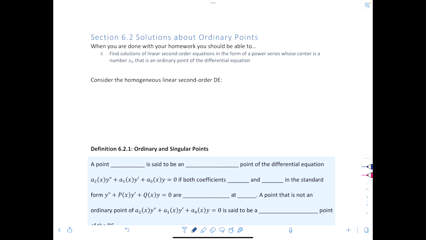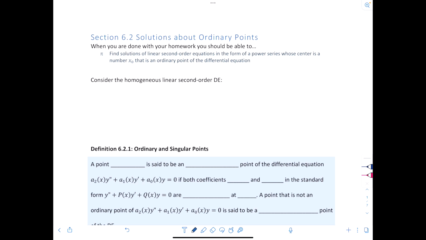Hey there, it's Shannon Matchick-Myers, and today we're looking at section 6.2 from the Zill text, which covers solutions about ordinary points. So we're going to check out solutions of linear second-order equations in the form of a power series, whose center is a number x0 that is an ordinary point of the DE.